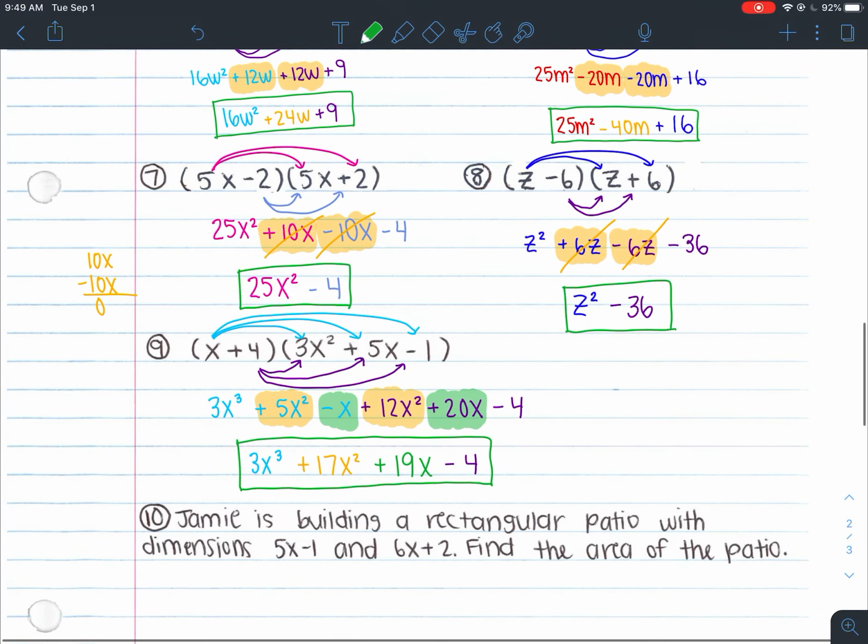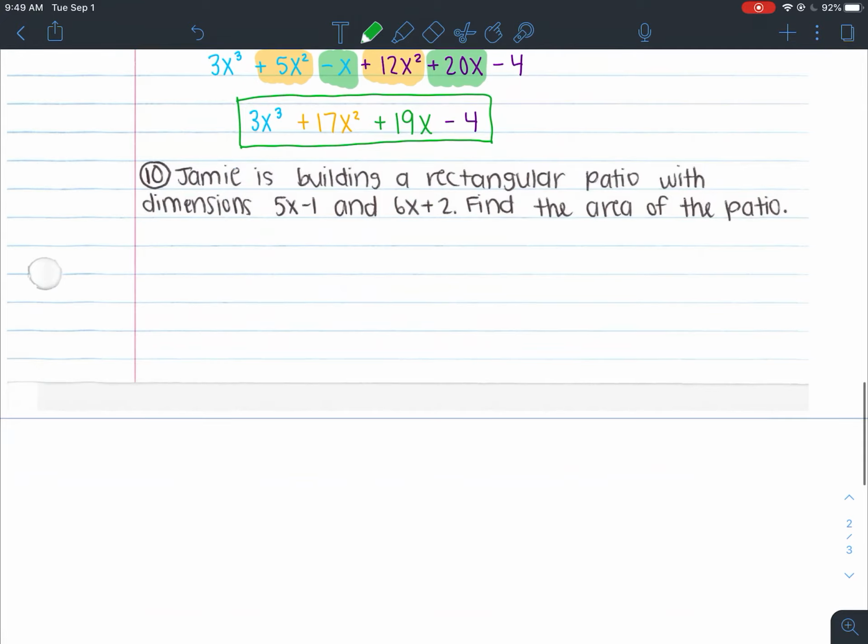So what was different about number 9 compared to the rest? There was just a little bit more multiplication that you had to do because you had that extra term, but also you had an extra like term in the end. So instead of just having one set of like terms, we had 2 sets of like terms.